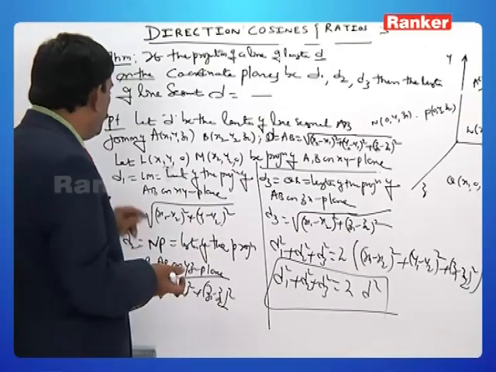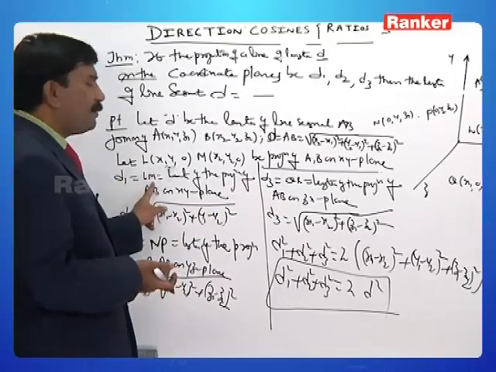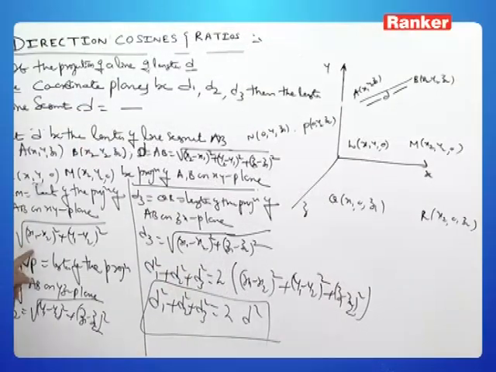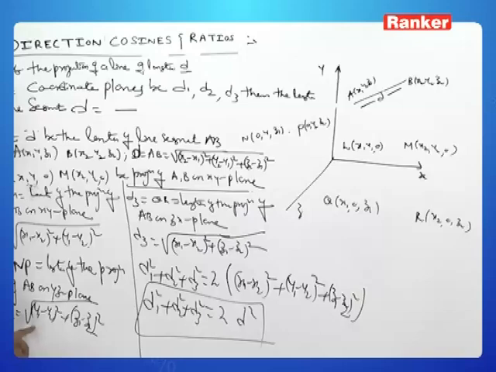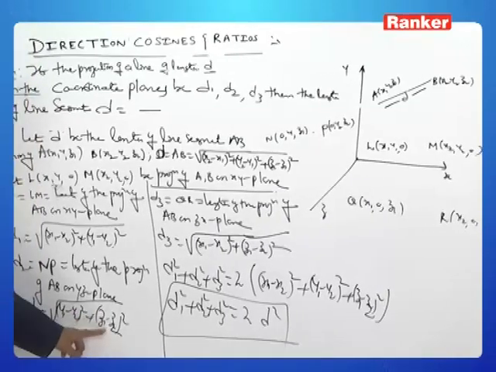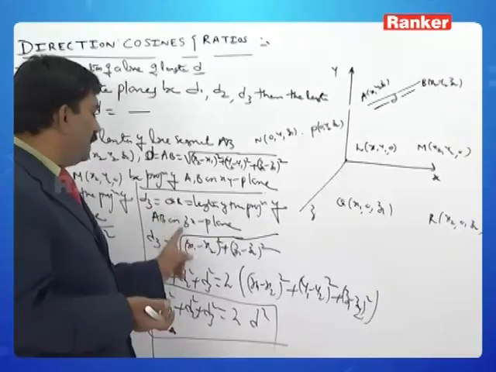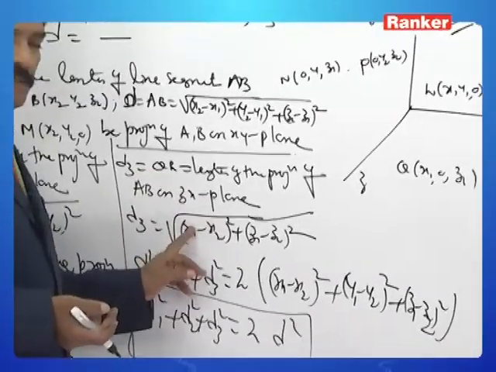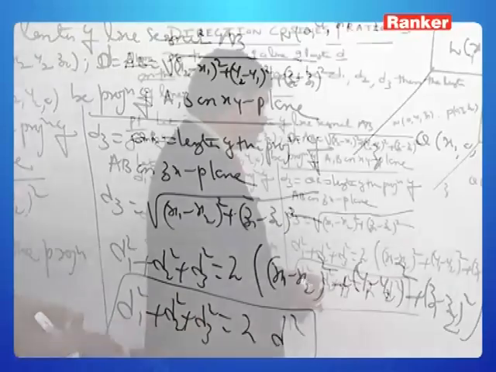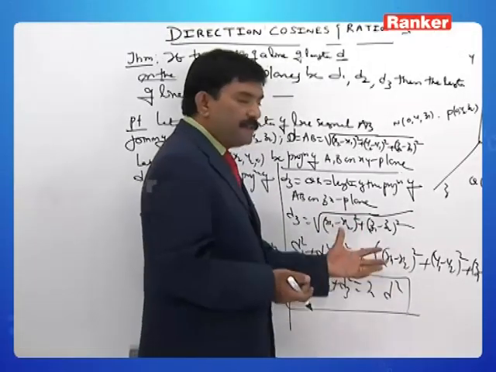QR. Okay, now you take d1 as the distance between LM, apply (x1 minus x2) whole square plus (y1 minus y2) whole square. Our d2 is nothing but (y1 minus y2) whole square plus (z1 minus z2) whole square. And d3 is the length of the projection of AB on the zx plane, apply distance formula, (x1 minus x2) whole square plus (z1 minus z2) whole square. Squaring and adding, that gives what?